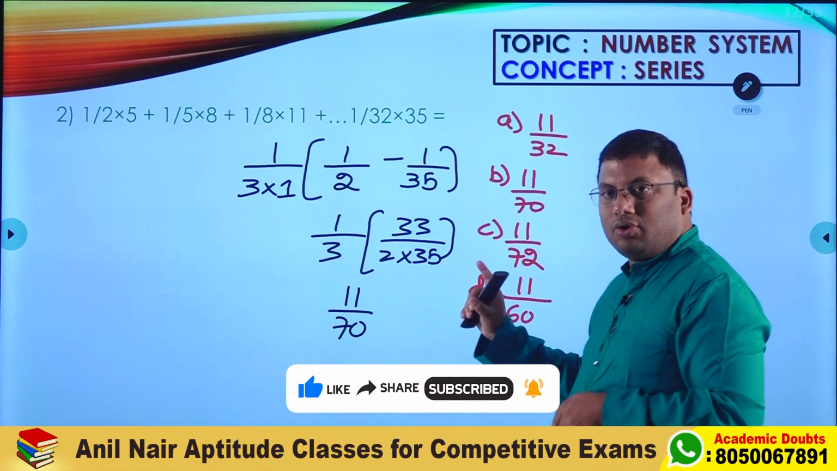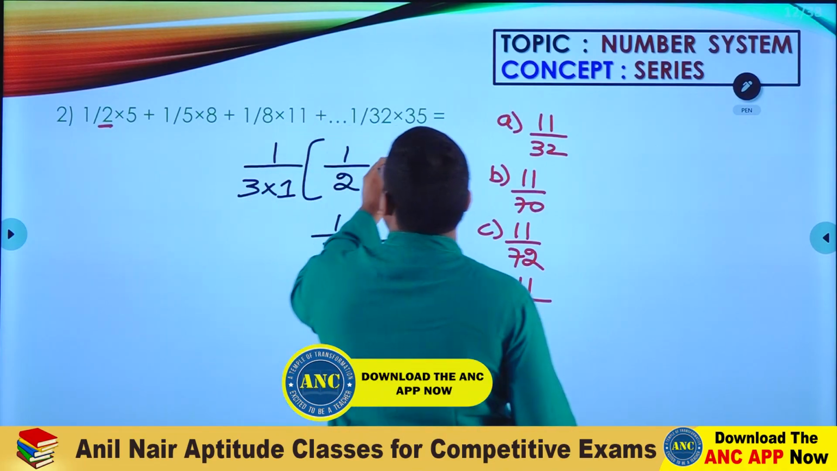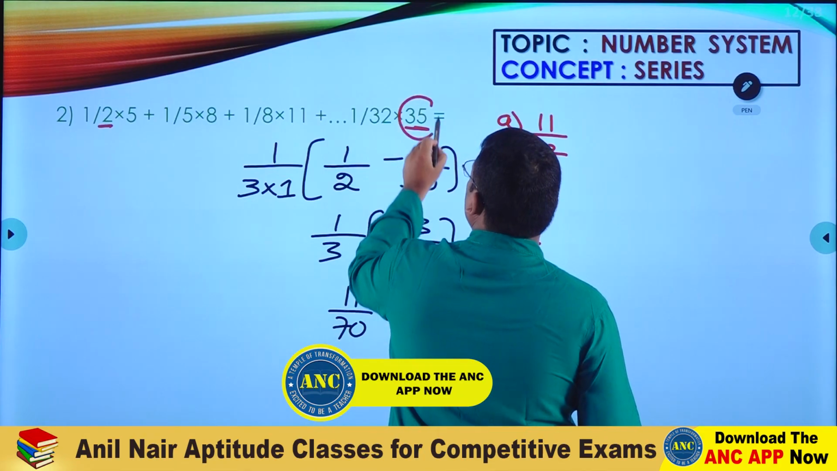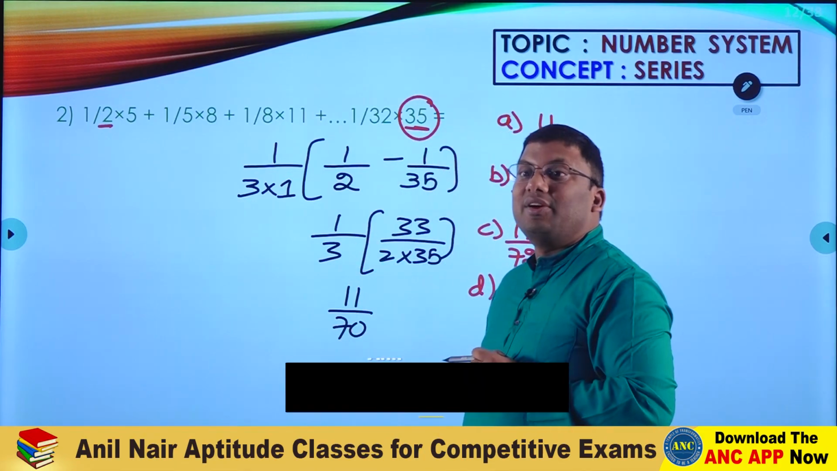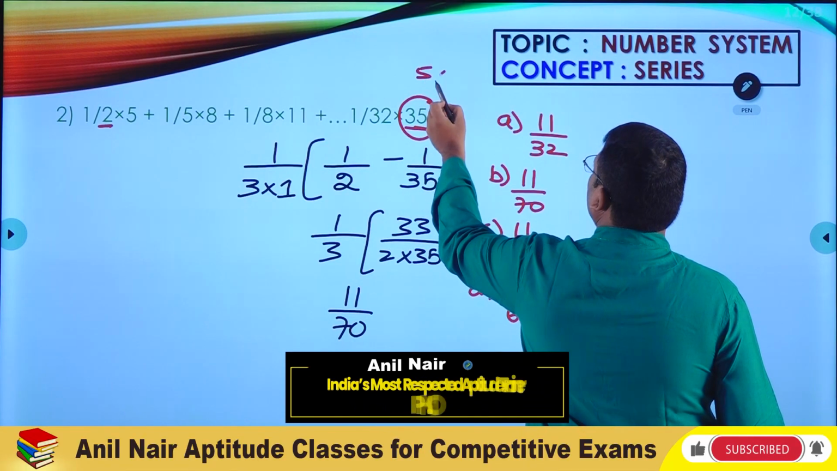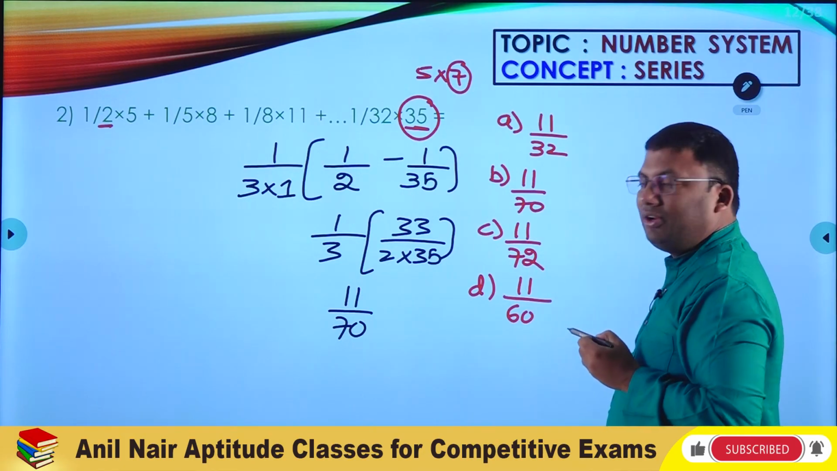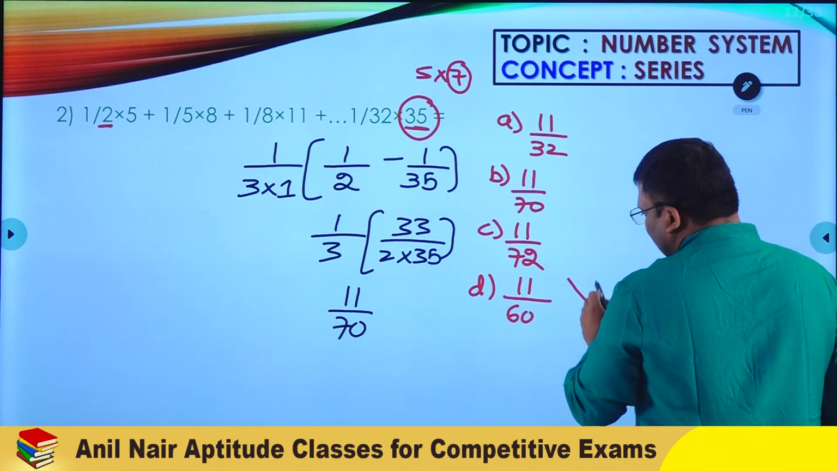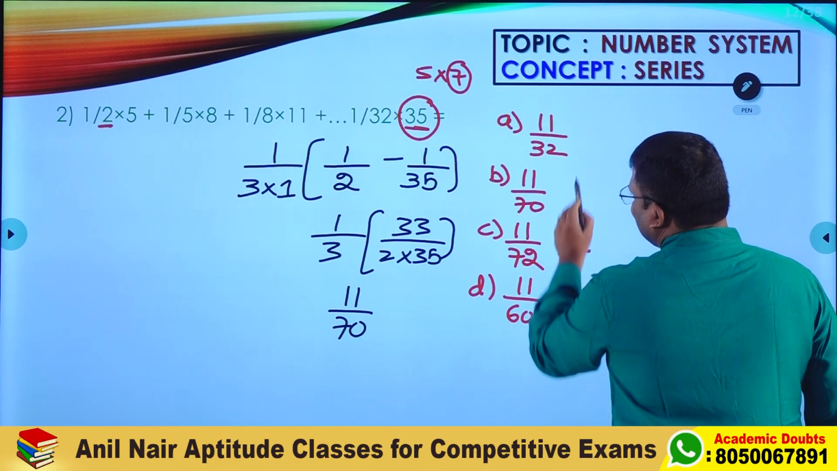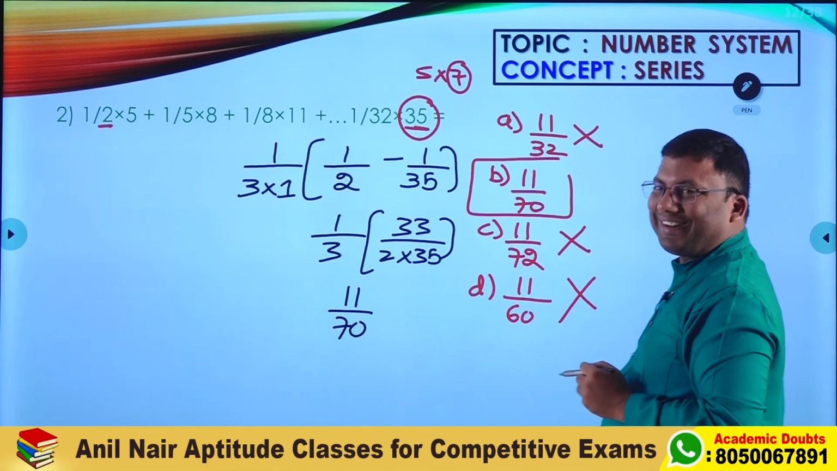You don't need to do all these things. Two values are there, first value and last value. Last value, it is 35. What are the prime factors of 35? 5 and 7. The denominator should have a value related to 7. It is not 7. Please put a star mark.